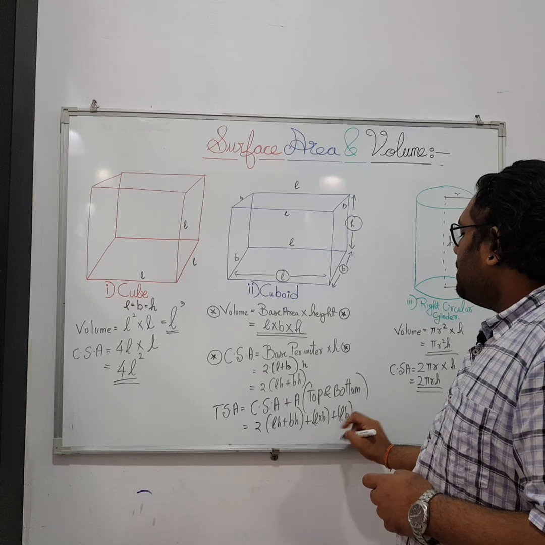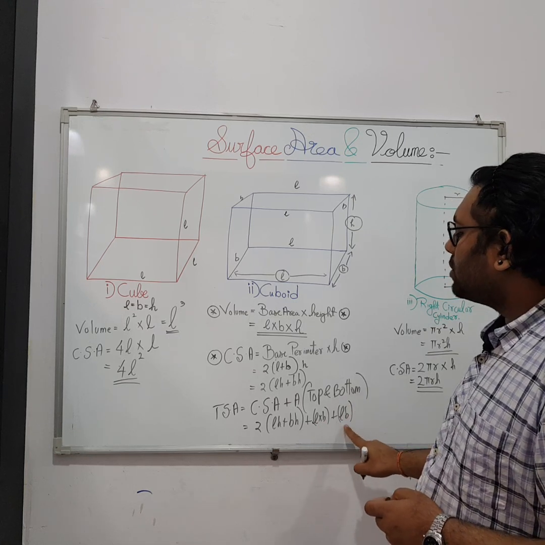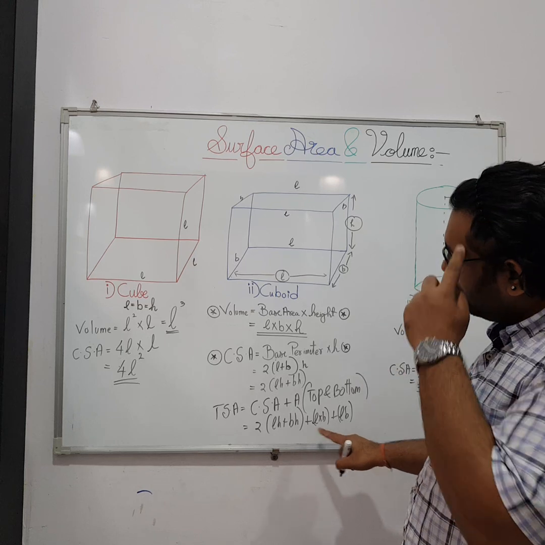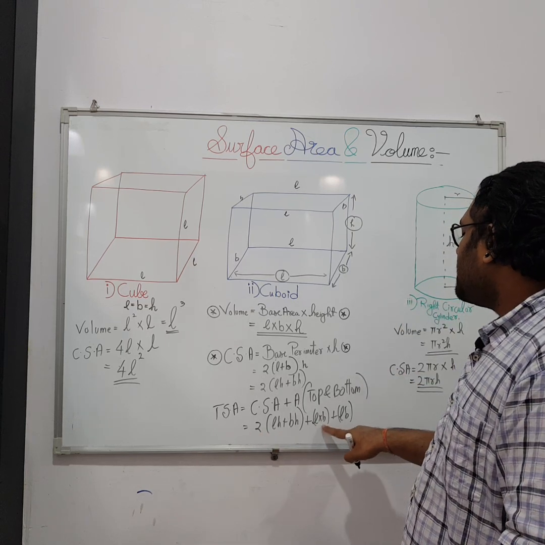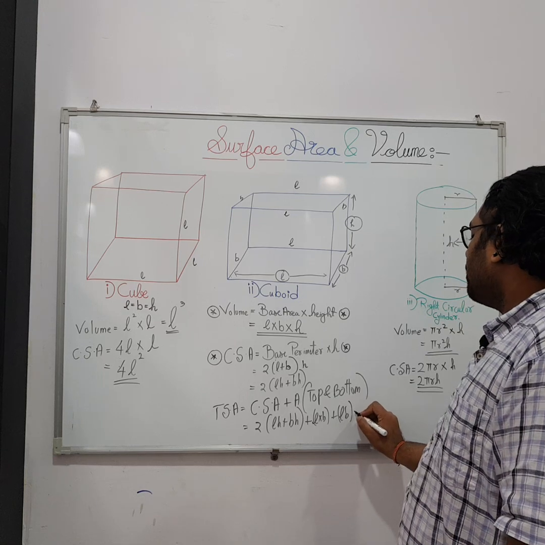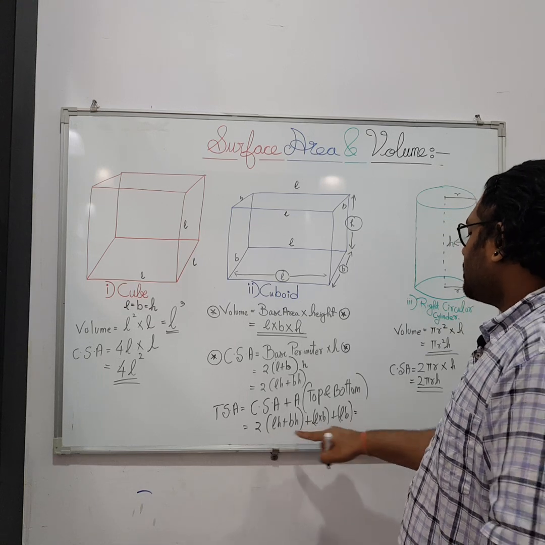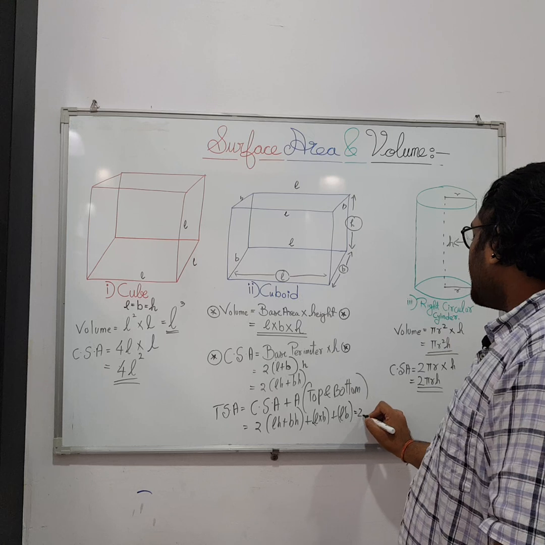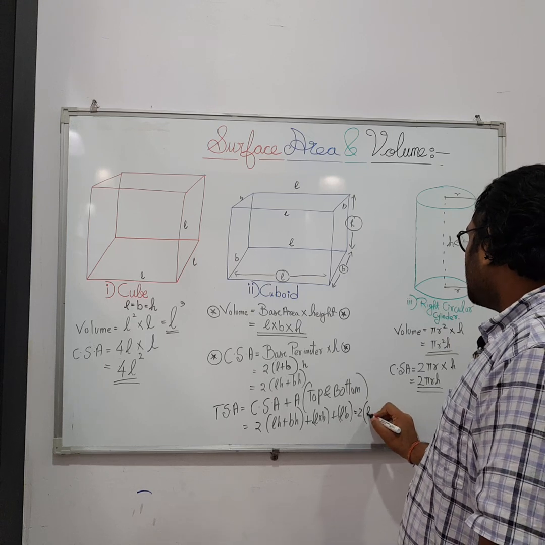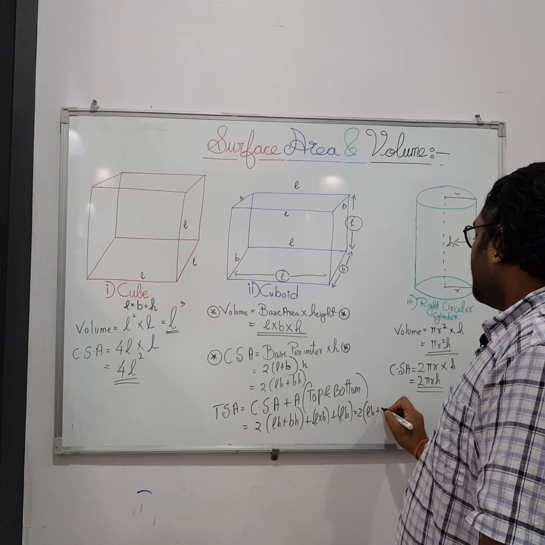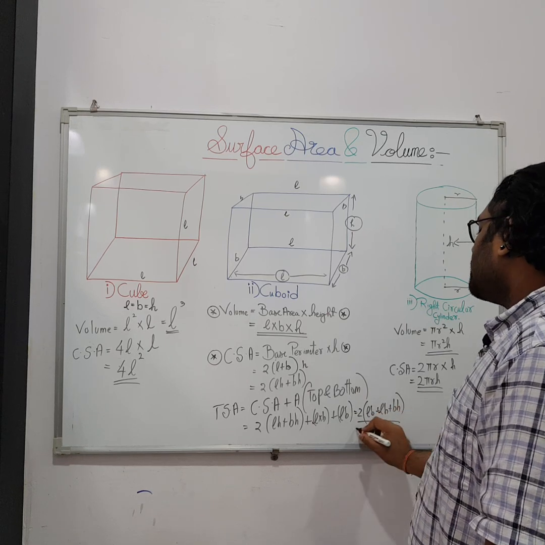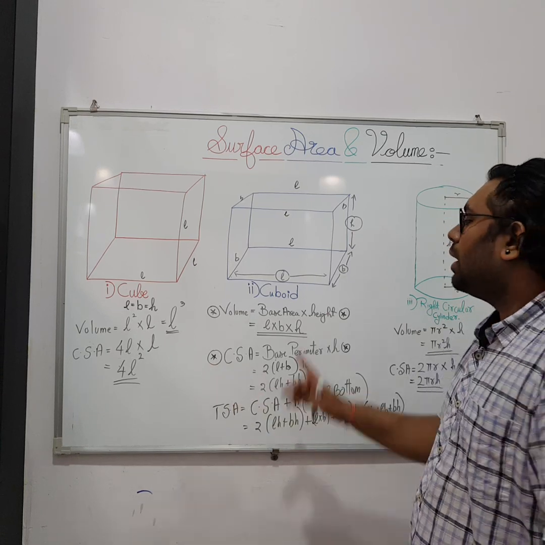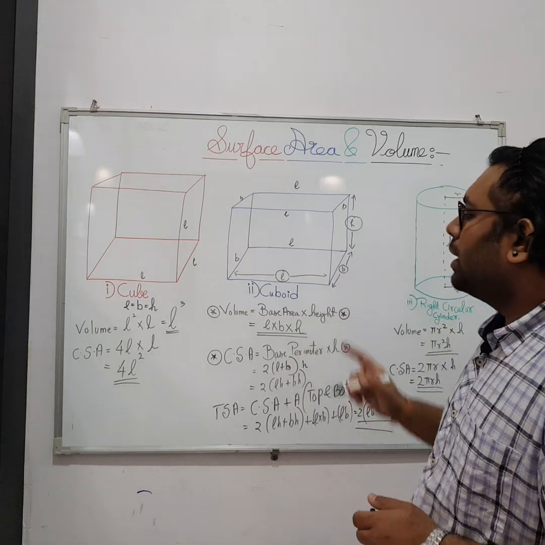Now LB plus LB will give me how much? Twice of LB. Okay. So over here we already have 2LH plus 2BH. Now this LB will be added and you will be getting what? 2LB as well. So if I take the 2 outside, I can write the total surface area as 2LB plus 2LH plus 2BH. That's how you calculate the total surface area in case of a cuboid.